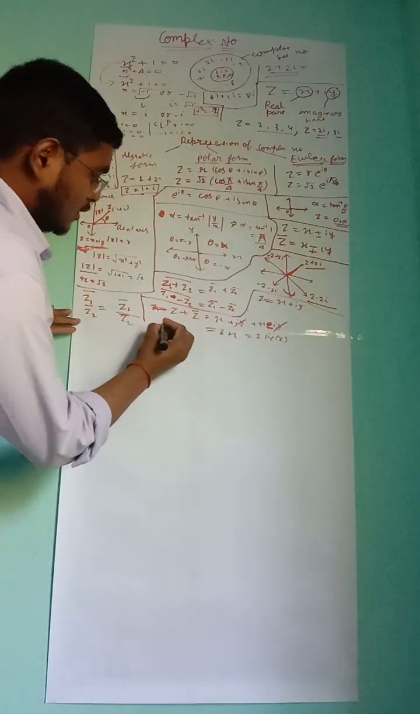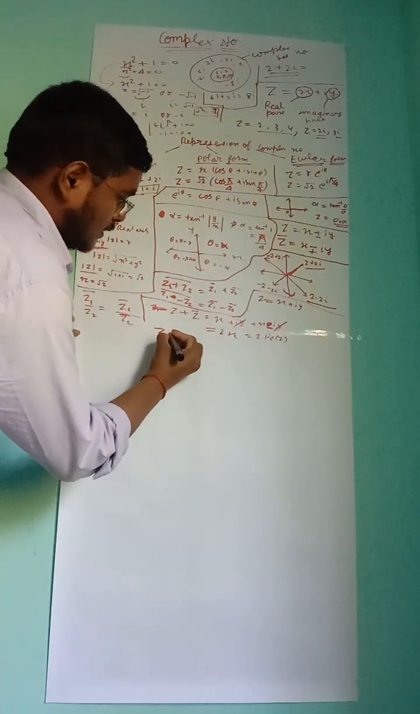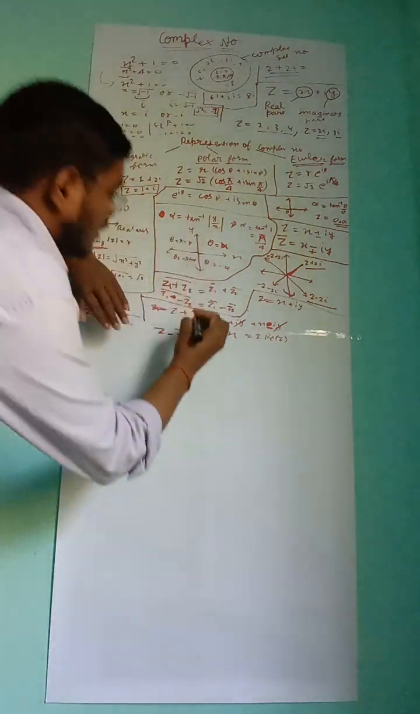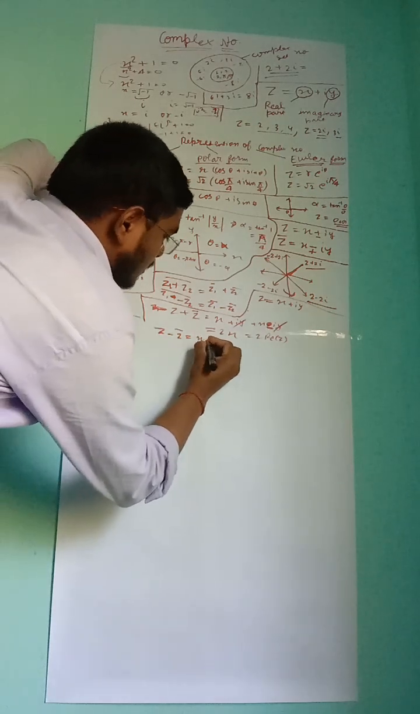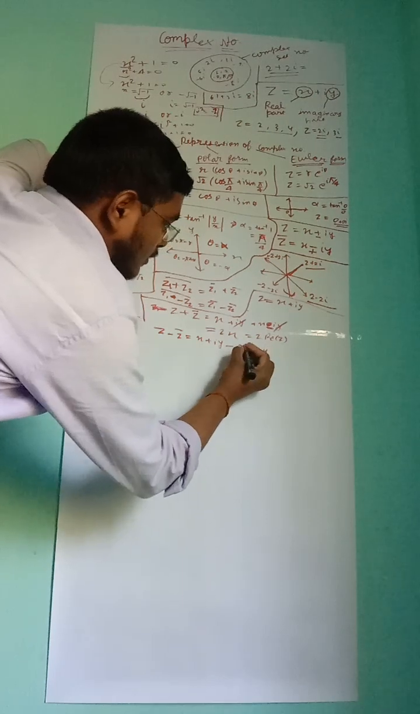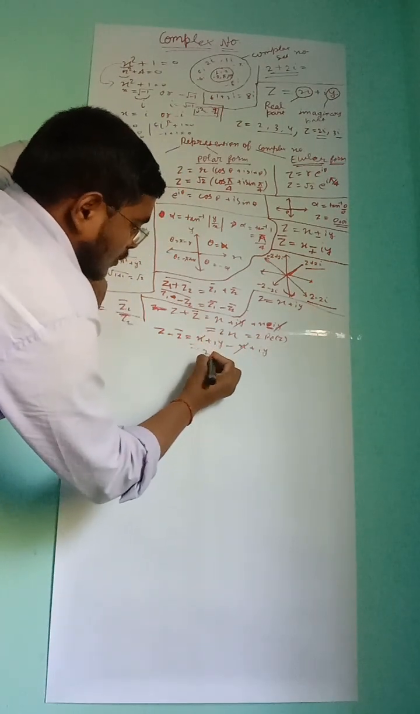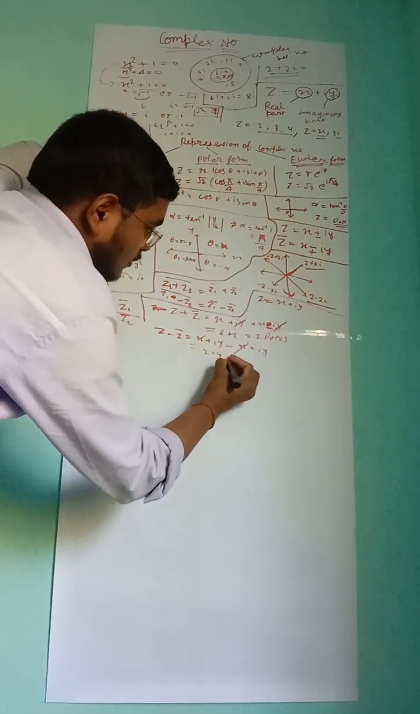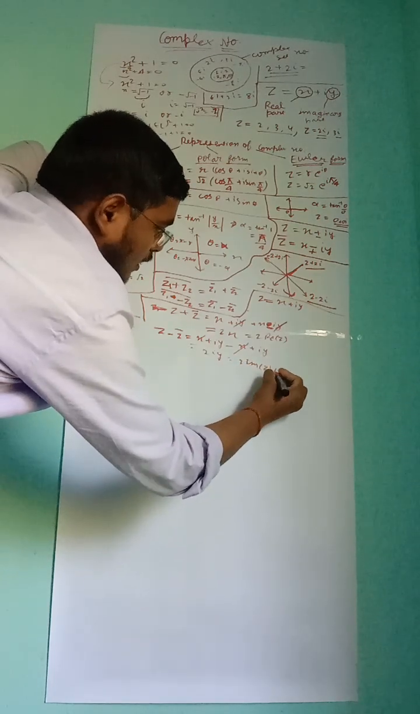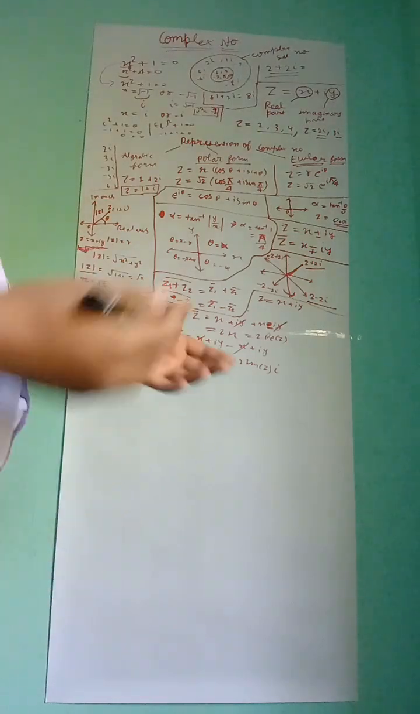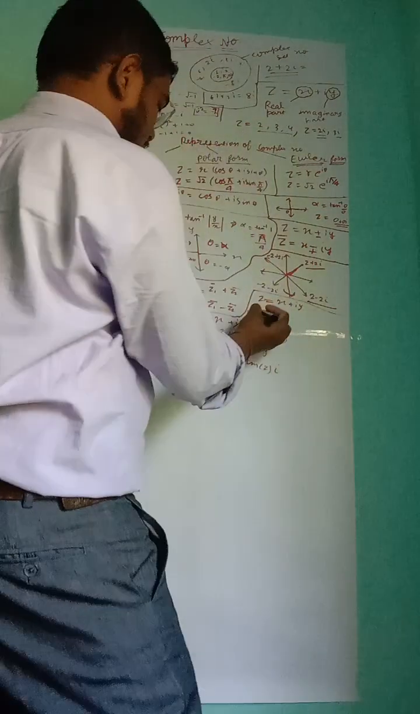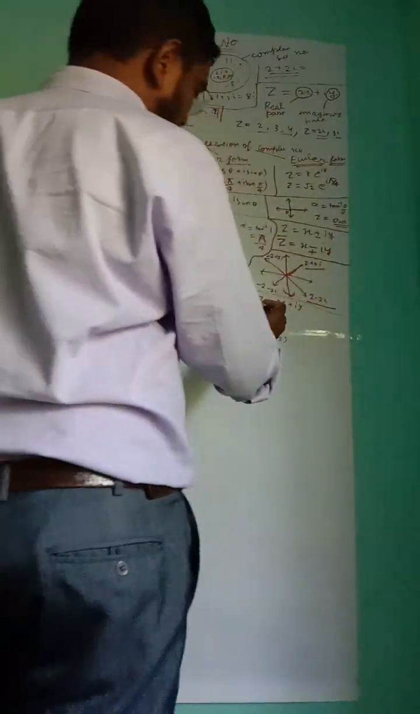And now what about z minus z bar? z minus z bar is x plus iota y minus x plus iota y, so this will cancel, and we get 2iy, so this is 2 imaginary z into iota. So now we understand some more properties.